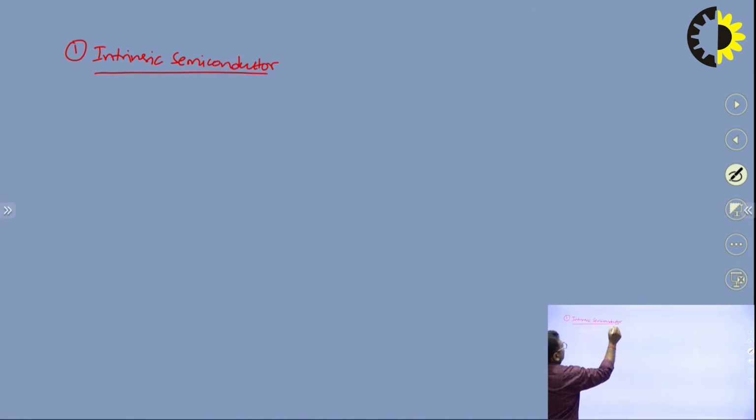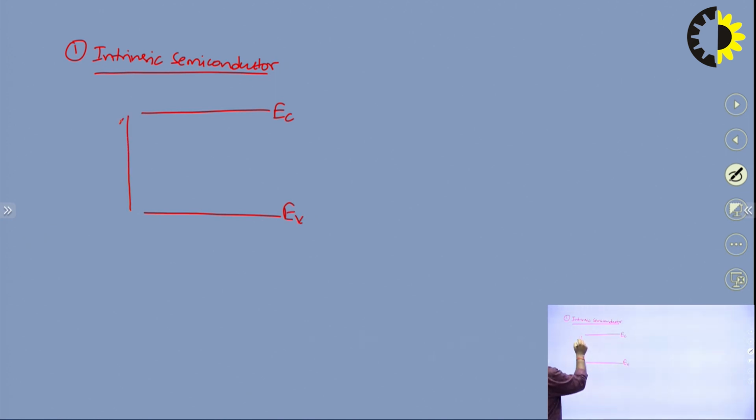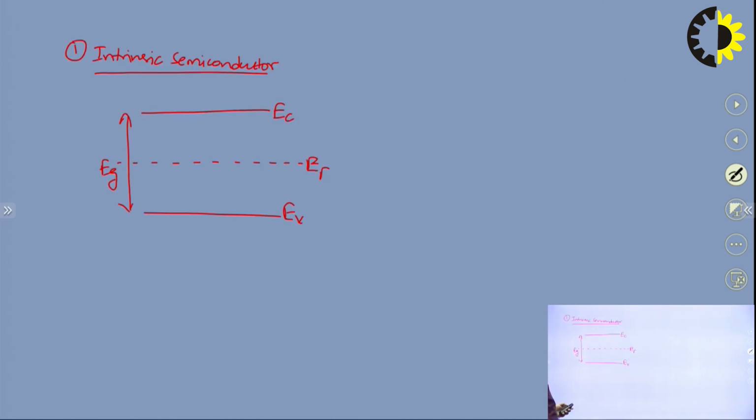In an intrinsic semiconductor, if we want to draw the energy band diagram, how can we draw it? Here we have the lowest energy of the conduction band, EC, here we have EV, and this is our forbidden energy gap, EG. In an intrinsic semiconductor, this Fermi level will lie in the middle of this energy band gap. So here it will be the Fermi level, EF. It will be the Fermi energy, EF.